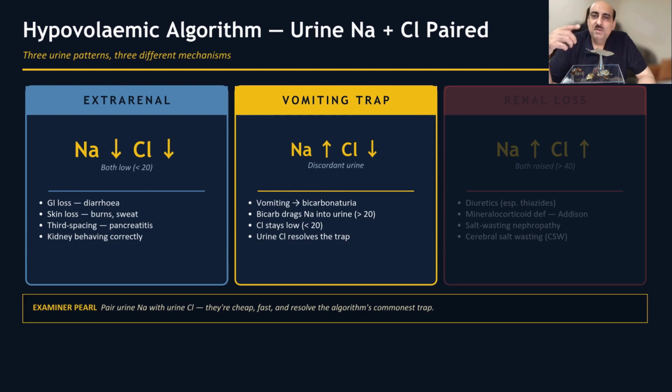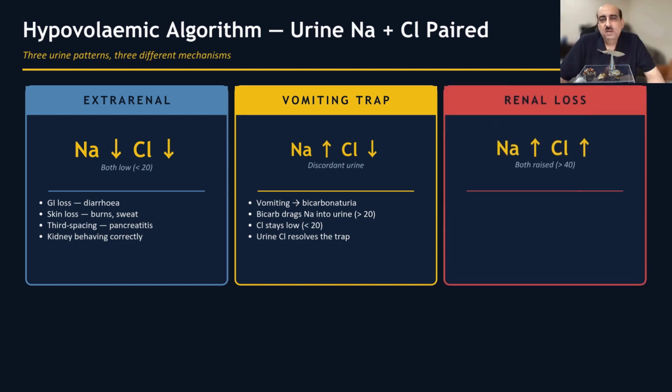Now, the vomiting trap we have already discussed many times in this video and the previous one in Module 1: the urinary sodium in vomiting can be misleading because it can be above 20, and the reason is the bicarbonaturia. In hydrochloric acid loss, chloride is lost and bicarbonate is excreted to maintain electroneutrality. That bicarbonaturia leads to sodium coming with it to maintain electroneutrality in the urine. And that means chloride will be the discriminator. If chloride is low, that means it is GI loss.